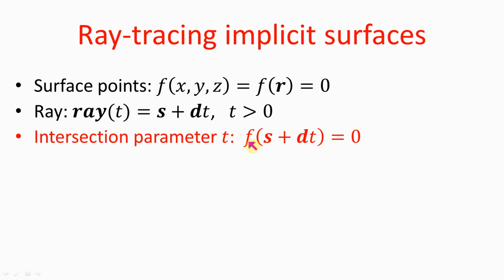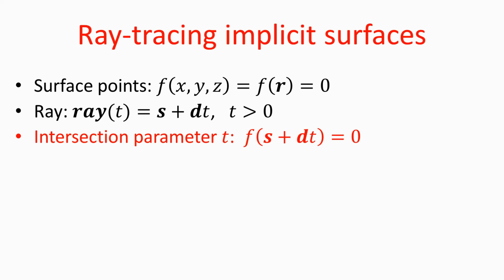Of course we know function f because that defines the surface. We know S, the starting point of the ray, and also D, the direction vector of the ray. So this is a one-variate nonlinear equation for unknown parameter t. Somehow this equation should be solved. It may have more than one solution since typically it is a nonlinear equation.